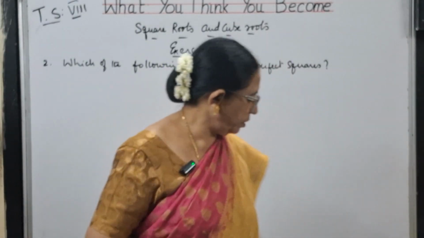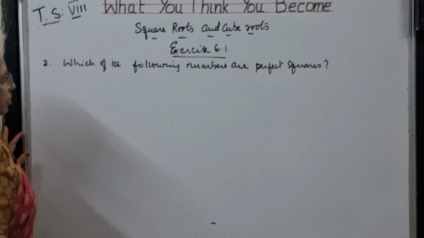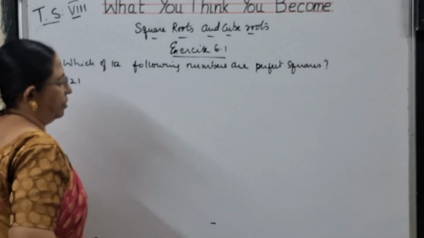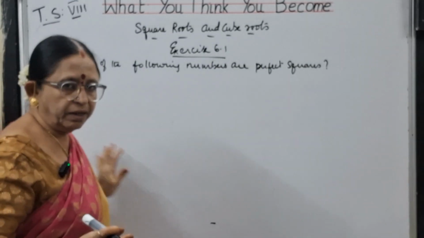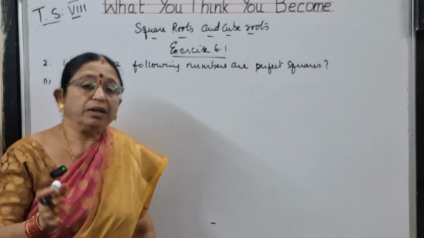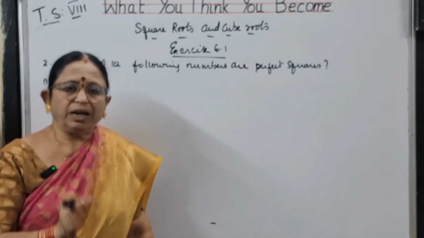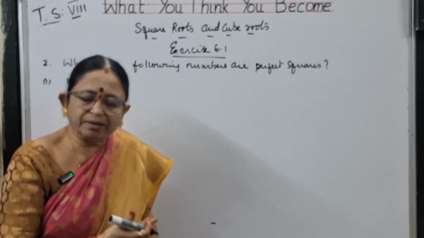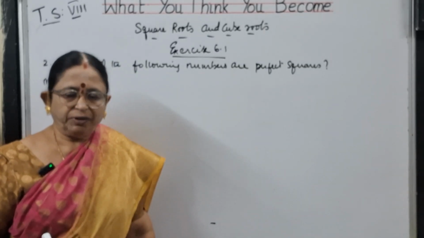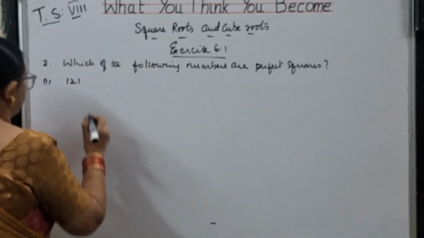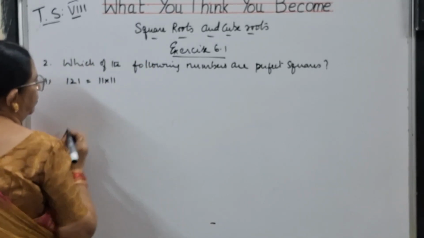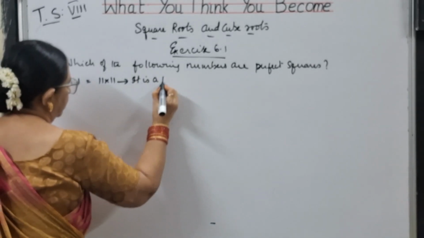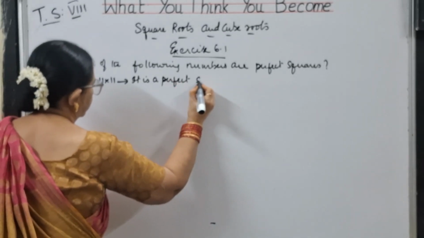Now, the second problem, children. Which of the following numbers are perfect squares? They are asking, you have to find out whether they are perfect squares or not. Perfect squares means what? You should get the given number as square of some number. That means you should have only one pair of the numbers of the same type to multiply. Then if you get the same answer, that is the perfect square. So if you take 121, we can write that 121 is 11 into 11. So two same numbers you are multiplying. So we will say that it is a perfect square.